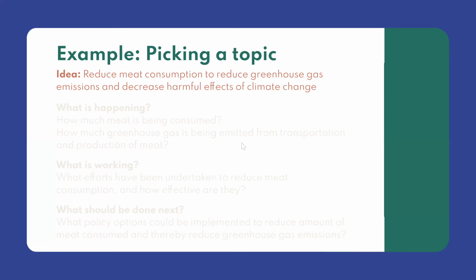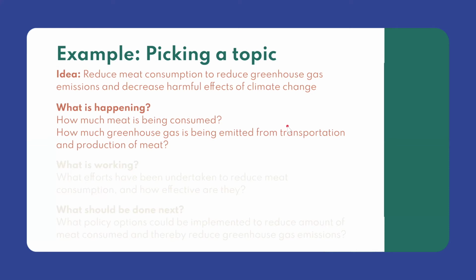Now I'm going to run through an example of how you might go through this procedure, now that you've heard the basics of why picking the right target and the right topic might be important. So let's take this idea: we want to reduce meat consumption to reduce greenhouse gas emissions and decrease the harmful effects of climate change as a result. Going back to the three questions, you can ask yourself, what is happening? A question you might ask is, how much meat is being consumed? Or how much greenhouse gas is being emitted from transportation and production of meat? These are all valid what-is-happening questions. There clearly are many other questions you can ask.